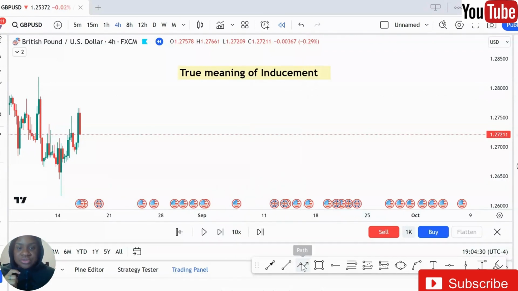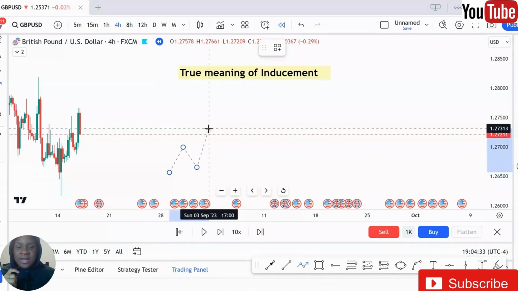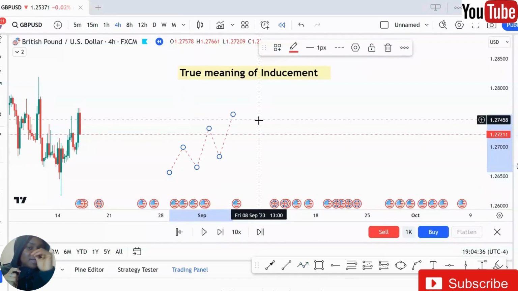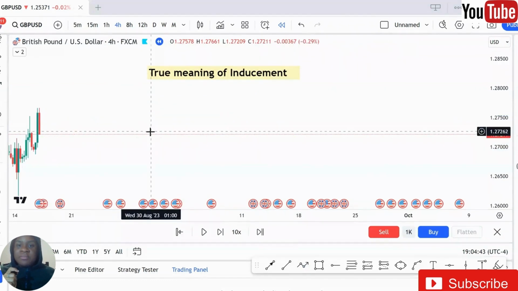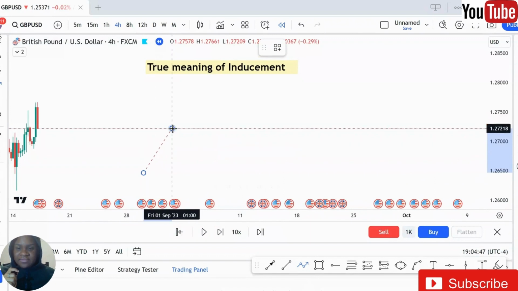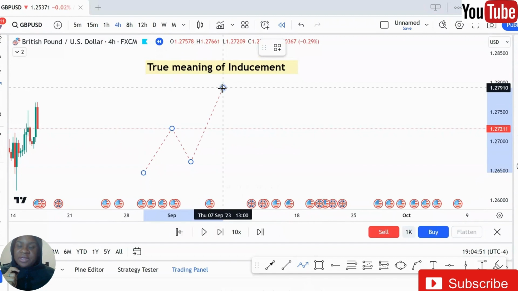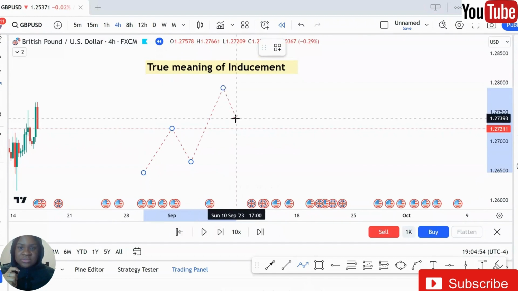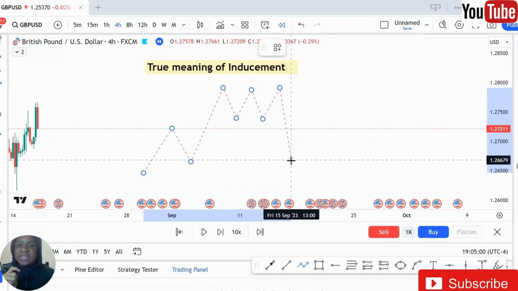Now, I want to explain inducement to you. Market moves in higher high, higher low, higher high, higher low, higher high, and it goes the same way for a bearish momentum. This is for a bullish momentum. For a bullish momentum scenario, I have my higher high, higher low, higher high. Now, majority of the time, market comes like this, like this, like this, and comes down, and we think it has done a change of character.